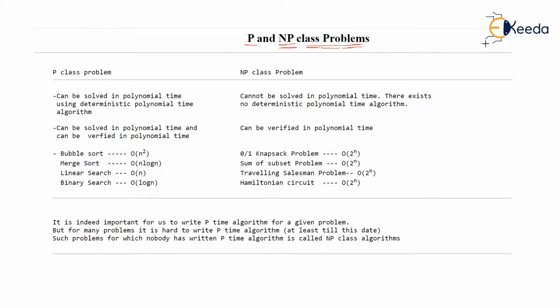Now, starting with what is P class problem and NP class problem. Any problem, for that matter, any program or algorithm can be classified into P and NP. There are two classes in which any problem, when I say problem, you can think of algorithm. Any algorithm can be classified into two types, P and NP. Now, P stands for polynomial time class problems. I repeat, P means polynomial time class problems, and NP means non-deterministic polynomial class problems.